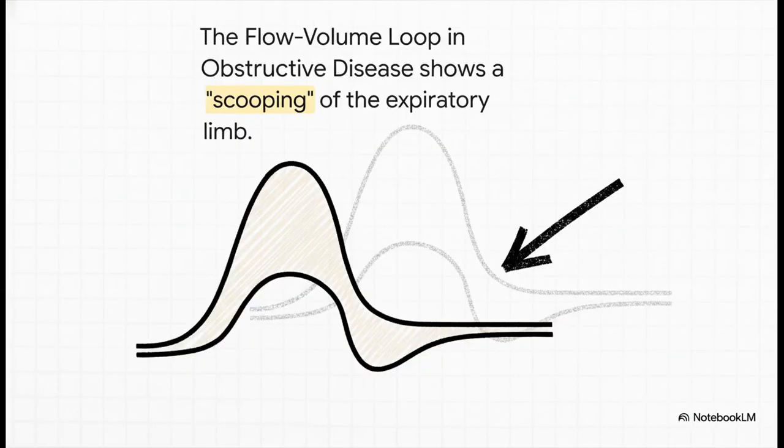And you can literally see this happening on the flow volume loop. After that first blast of air, instead of a nice straight line as you exhale, you get this classic concave, scooped out appearance. That's the visual signature of those airways collapsing and cutting off the airflow way too early.